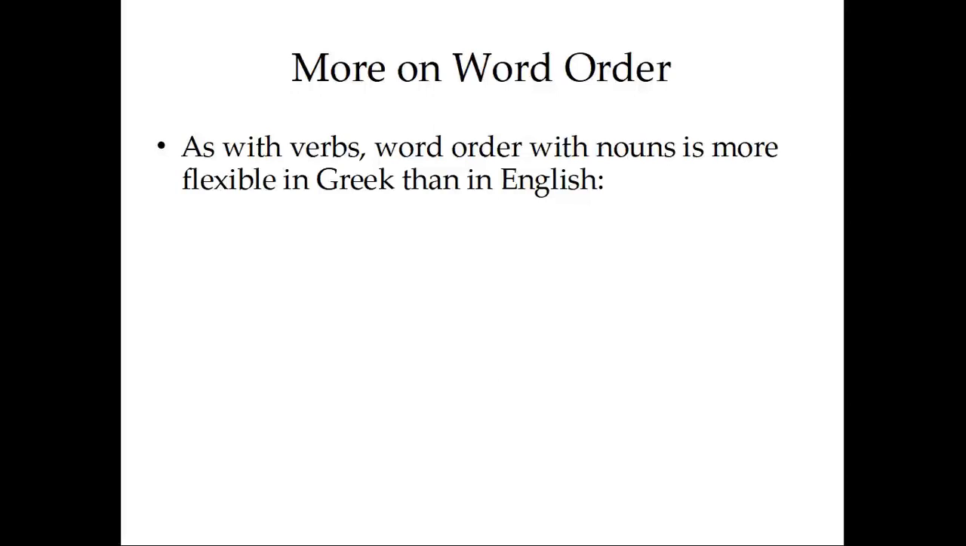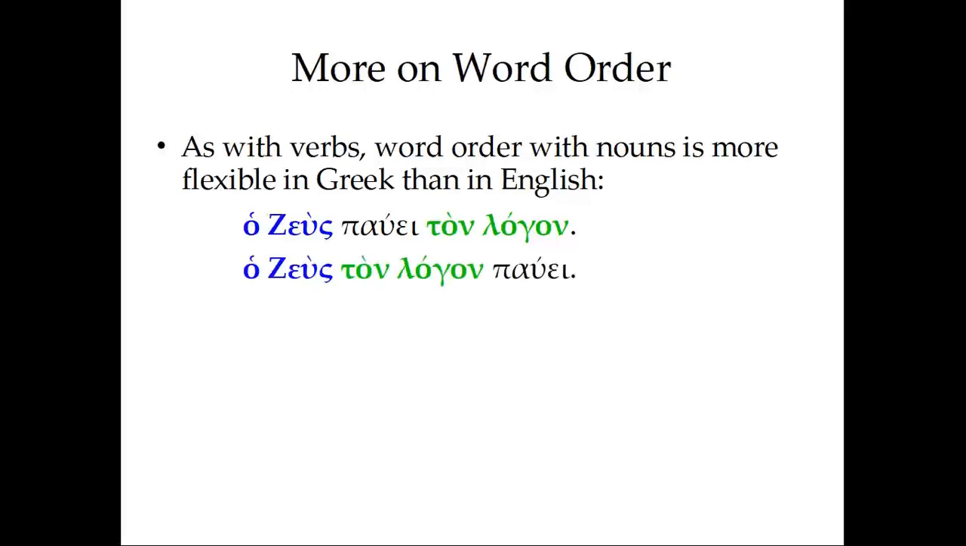More on word order. As with verbs, word order with nouns and adjectives, etc., is more flexible in Greek than in English. Let's look at this one. Ho Zeus pauei ton logon. This, of course, ho Zeus is in the nominative singular. We're talking about Zeus. Pauei, our verb there, is conjugated third person singular, he, she, or it, and agrees with the subject. So Zeus stops, or in this case, closes ton logon. Accusative, it's the direct object of the verb here. Zeus is closing his speech.